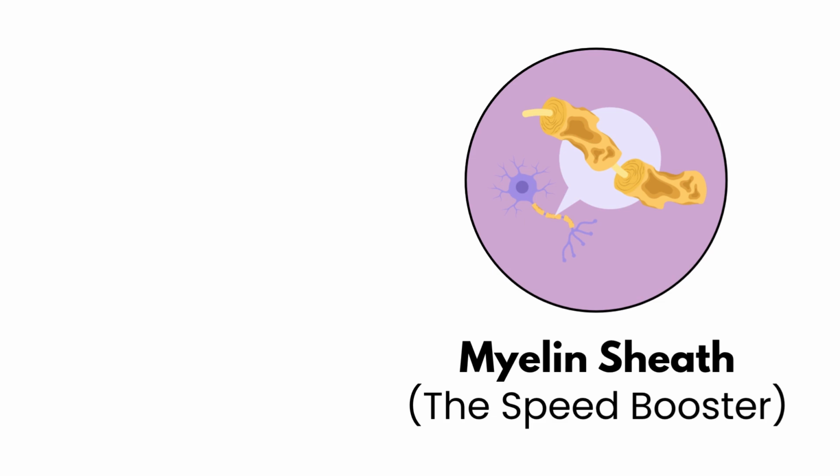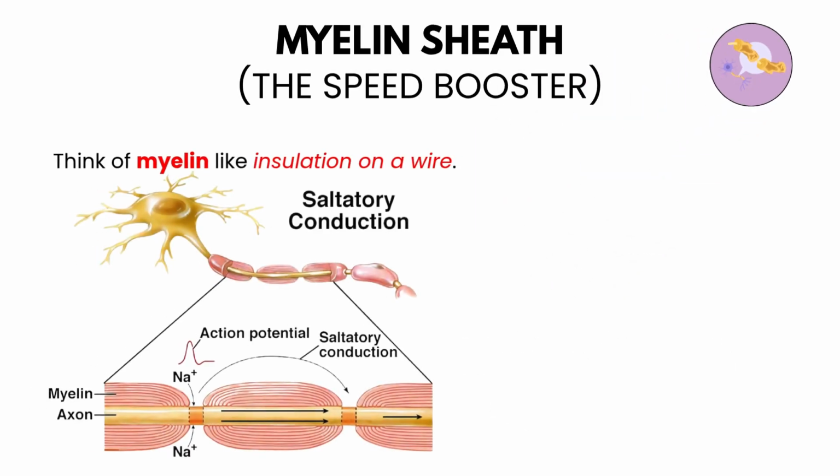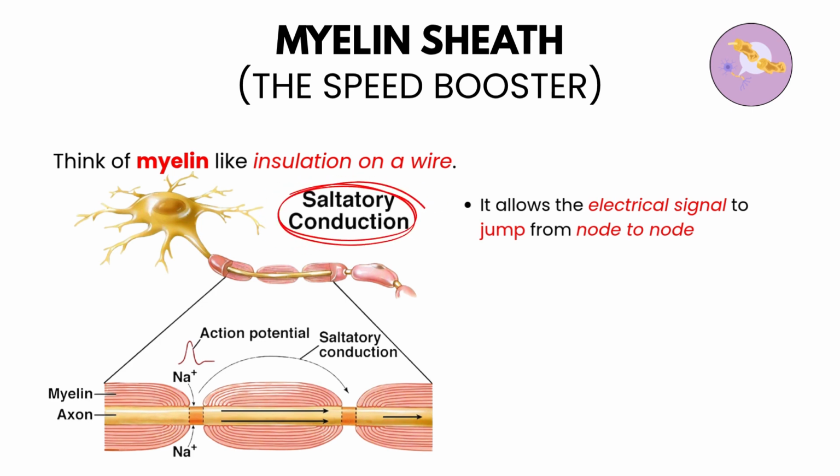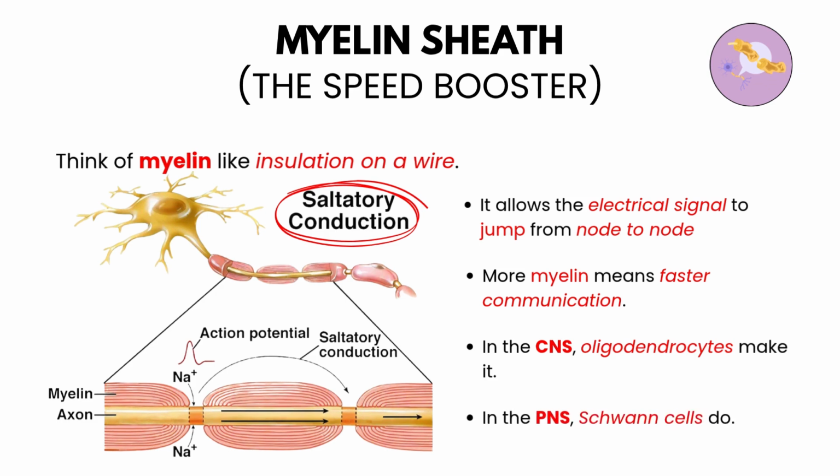Myelin sheath, the speed booster. Think of myelin like insulation on a wire. It allows the electrical signal to jump from node to node, a process called saltatory conduction. More myelin means faster communication. In the central nervous system, oligodendrocytes make it. In the PNS, Schwann cells do.